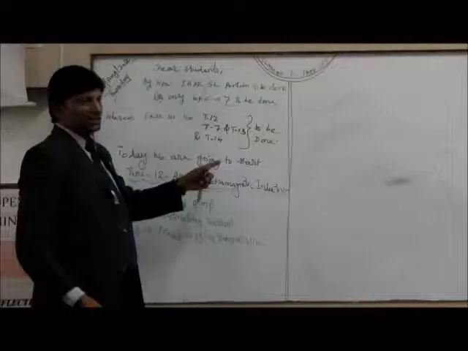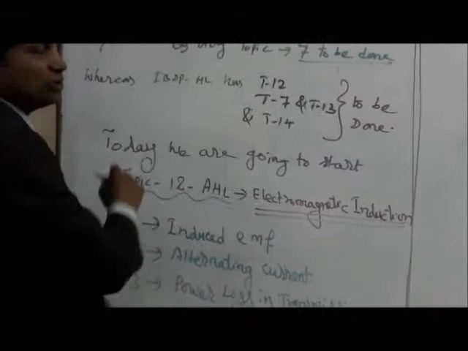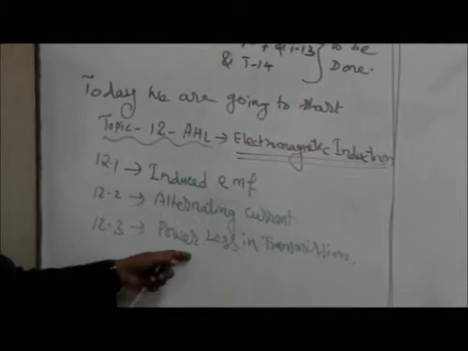...is quantum and nuclear physics, and 14 is that entirely new digital technology. What we are going to do now is topic number 12, the advanced part of electric circuits: electromagnetic induction. There are three sub-units: induced EMF, alternating current, power loss and transmission.